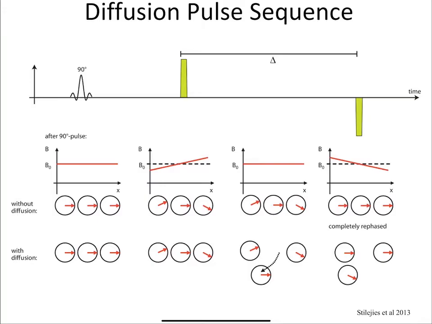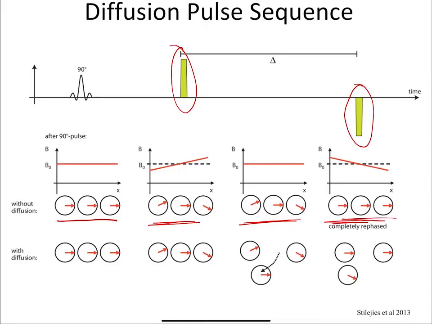This is yet another picture from another article, showing what happens without diffusion. In a gradient field, you see the spins get out of phase, right? But if they're not moving around, and I apply this gradient here, they get out of phase and keep that phase, and then after I apply this rephasing gradient, they're completely rephased. Okay, so they're all in sync, so the signal is strong.